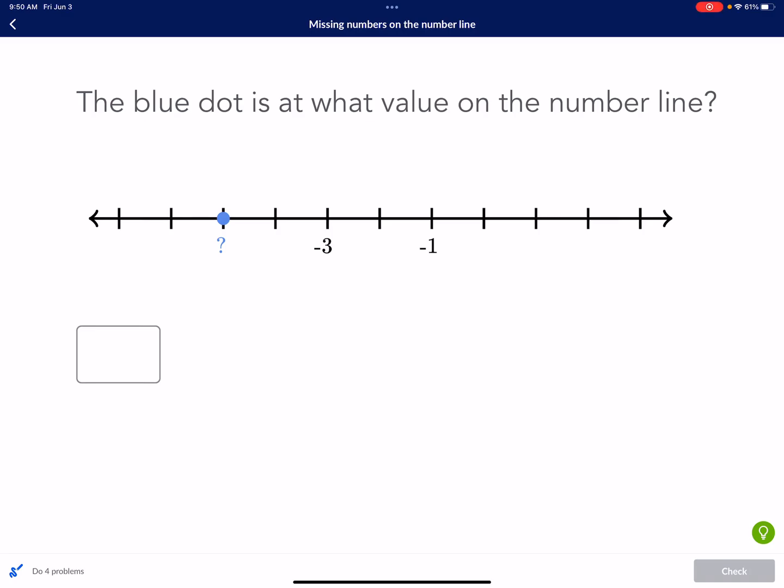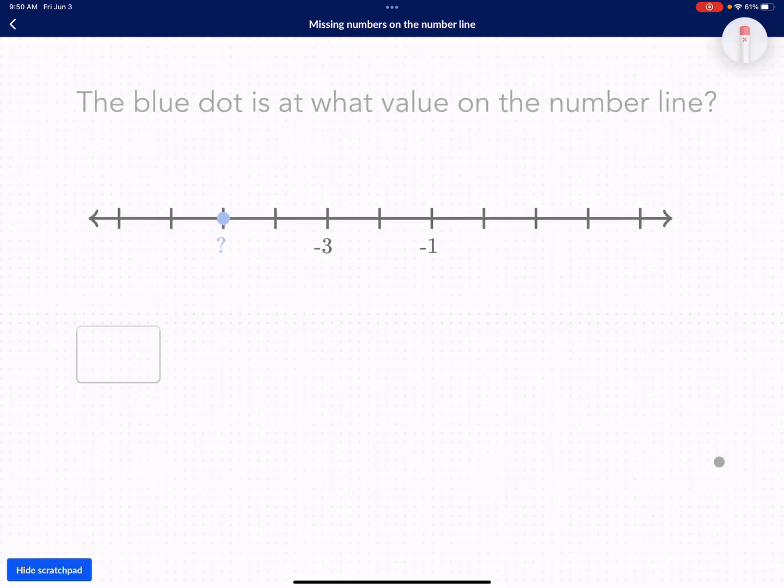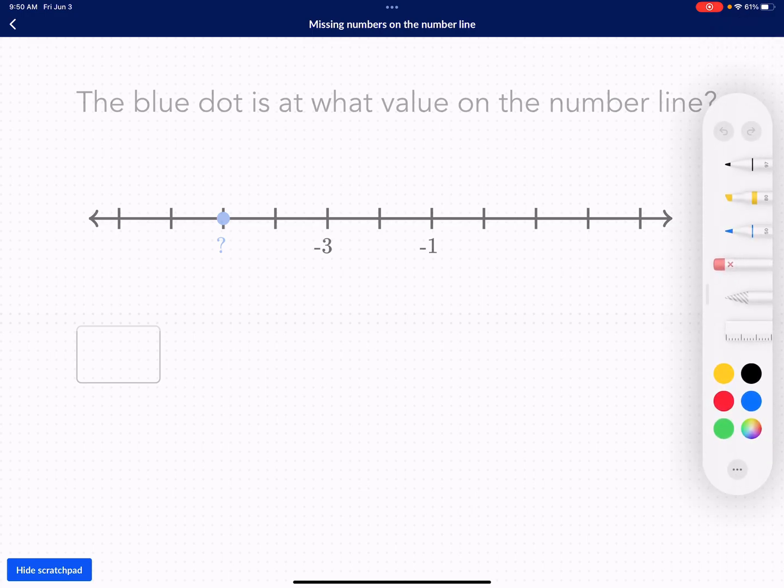Hello everyone, so let's take a look at this problem here. Our goal is to try to find what this number is. What I'm going to do is draw a quick number line, just as a reminder of how a number line looks. I start at 0, and when I go to the left, it becomes negative numbers: -3, -4, -5. As we go to the right, it becomes more positive. So it becomes less as we go to the left, and more as we go to the right.